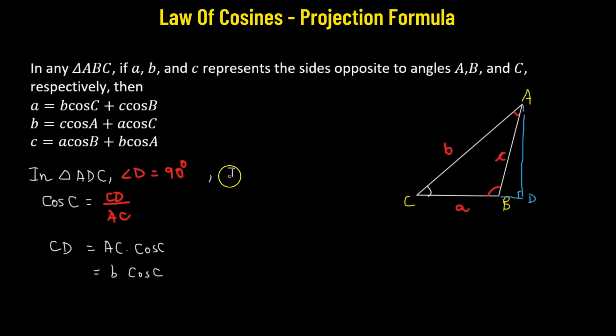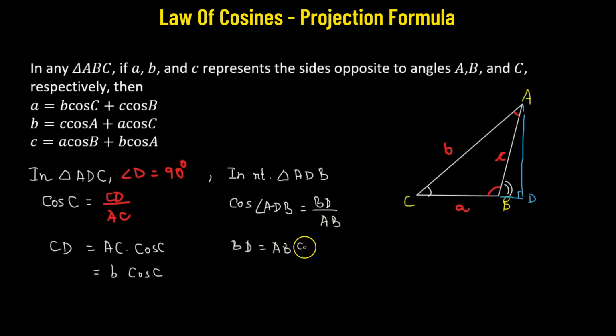Next, we'll consider the triangle ABD. So we consider the right angle triangle ADB, which is right angled at angle D. Cosine of this particular angle, which is angle ADB, will be equal to the base, which is BD, over the hypotenuse, which is AB. So the value of BD will be equal to AB times cosine of angle ADB. However, we actually need angle B, which is ABC.